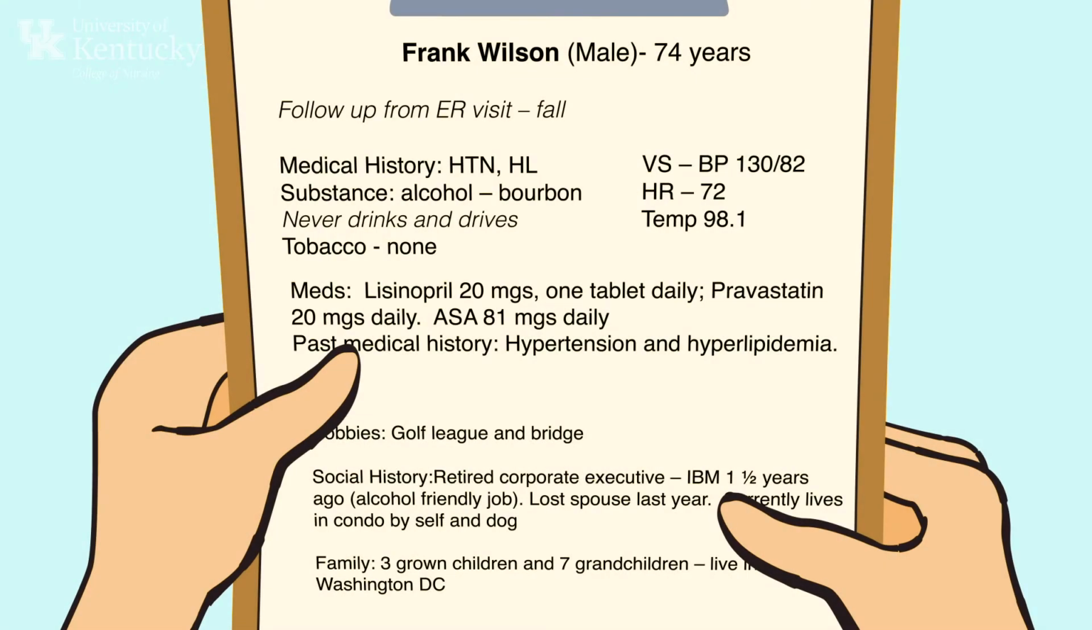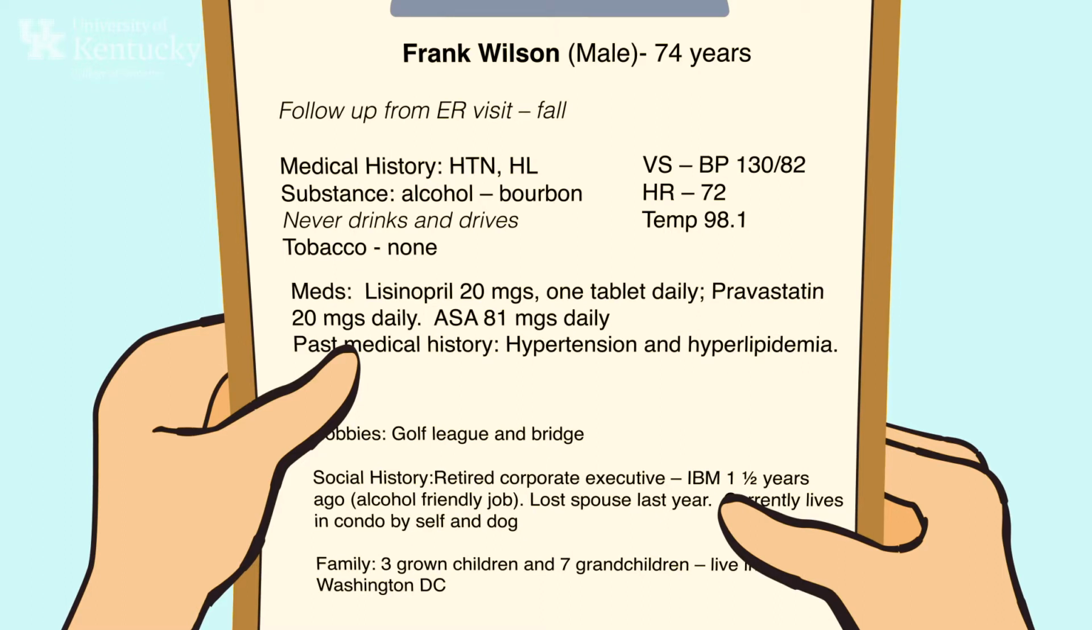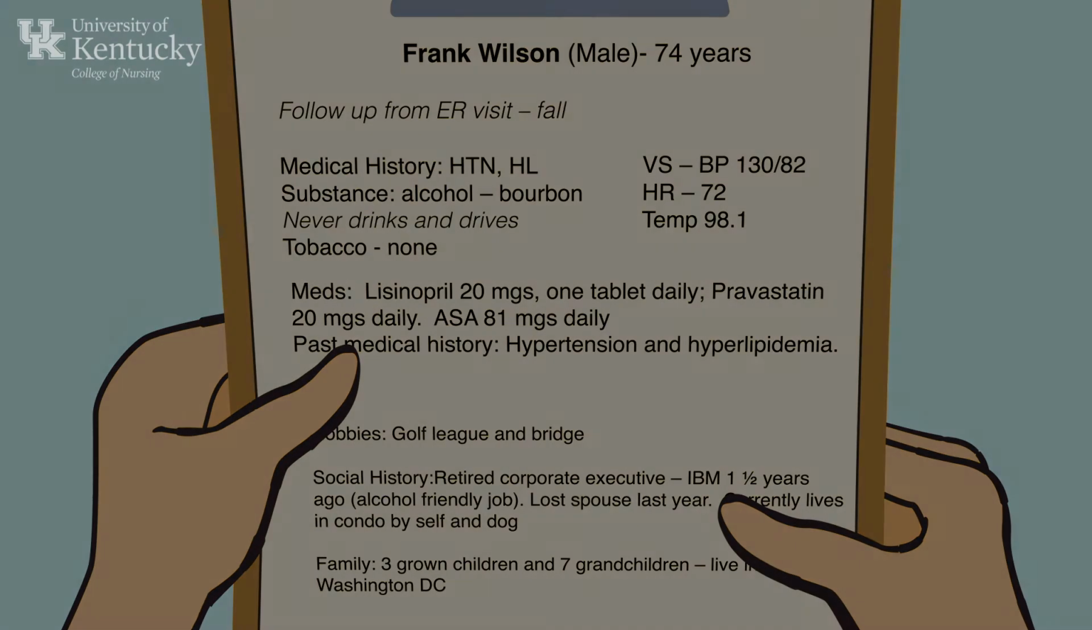Patient name, Frank Wilson, age 74, male. Here for a follow-up from his ER visit for a fall. Medicine: lisinopril 20 milligrams, 1 tablet daily. Pravastatin 20 milligrams daily. Aspirin 81 milligrams daily. He has a past medical history of hypertension and hyperlipidemia. Substance: alcohol, bourbon. Never drinks and drives.